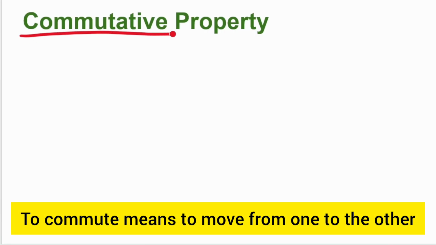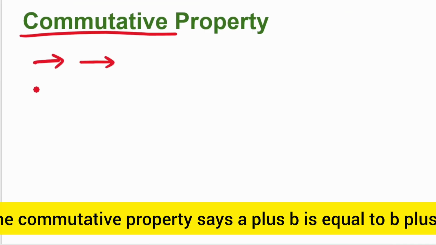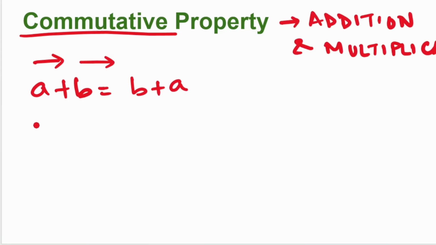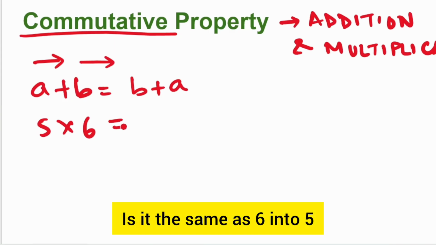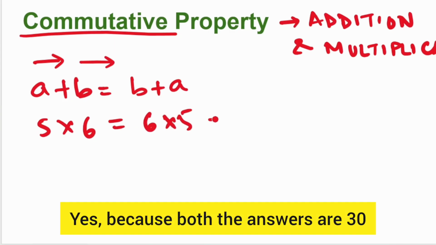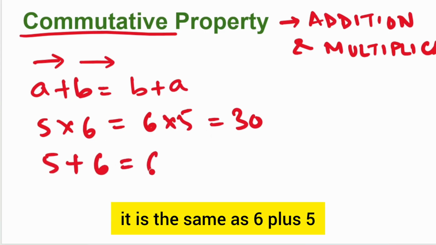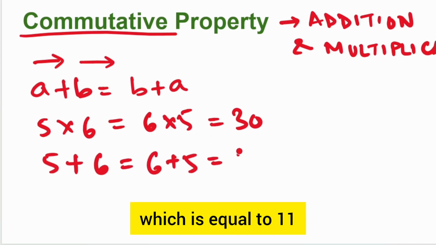To commute means to move from one to the other. The commutative property says A plus B is equal to B plus A. This again works over addition and multiplication. So let's take an example. Let's take 5 into 6. Is it the same as 6 into 5? Yes, because both the answers are 30. So this is multiplication. Similarly, if we take 5 plus 6, it is the same as 6 plus 5, which is equal to 11.